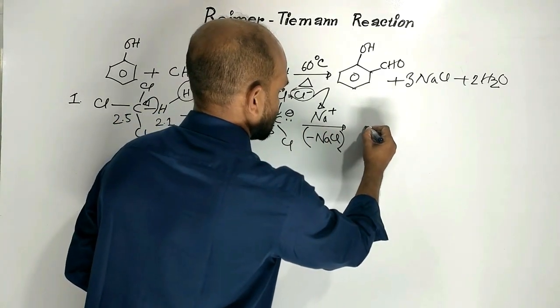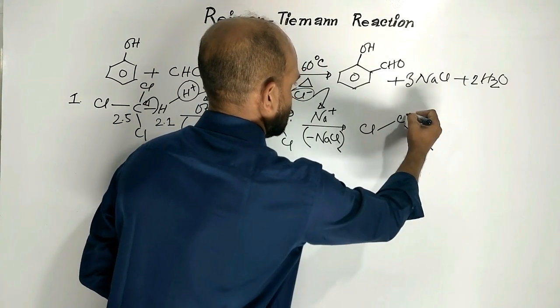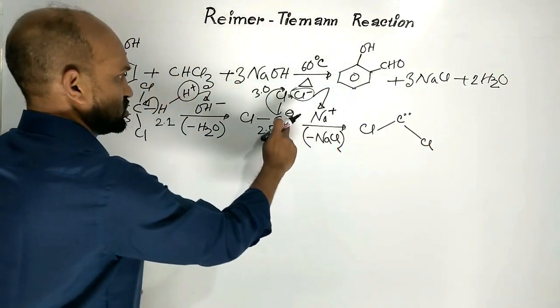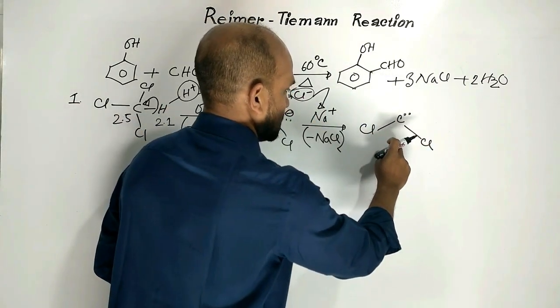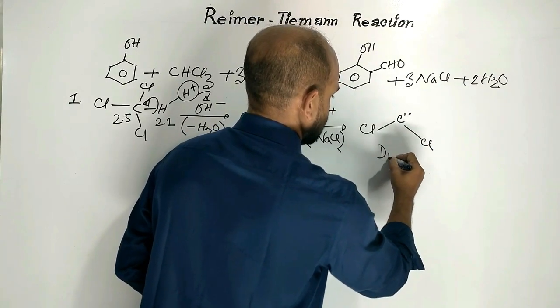Now this is present, chlorine, carbon, chlorine. Here 2 electrons, these 2 electrons. The name of this entity is dichlorocarbene.